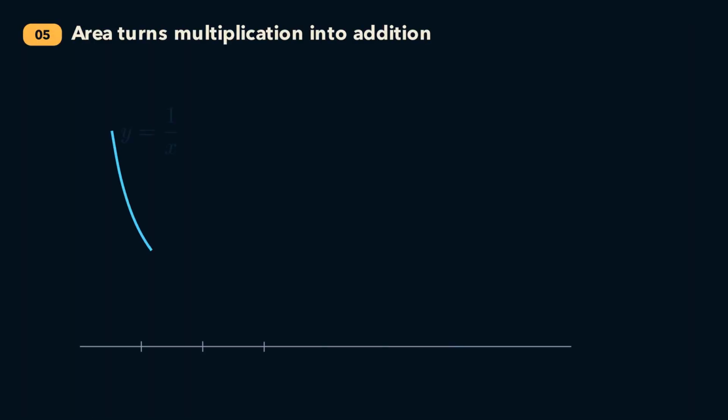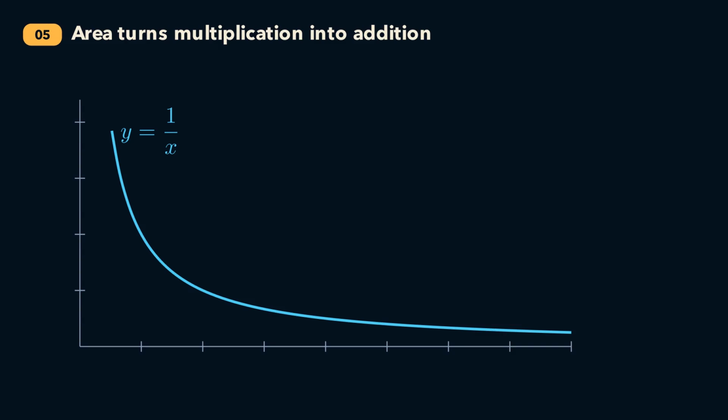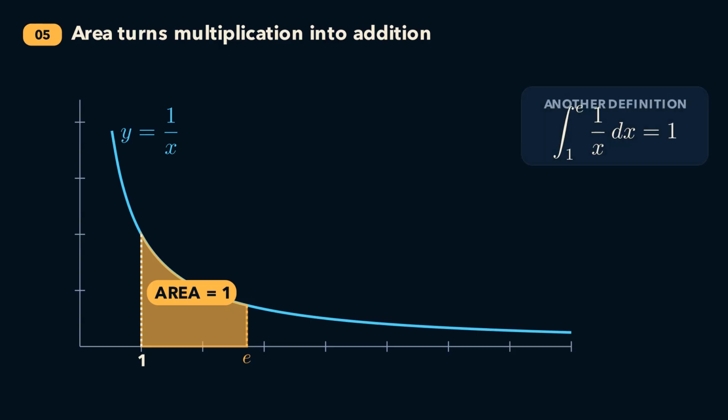Now look at a completely different picture. The curve y equals 1 over x. Measure the area under it starting at x equals 1. As the right edge moves, the area grows. The special point where the accumulated area becomes exactly 1 is x equals e. This gives another definition. The integral from 1 to e of 1 over x is 1.